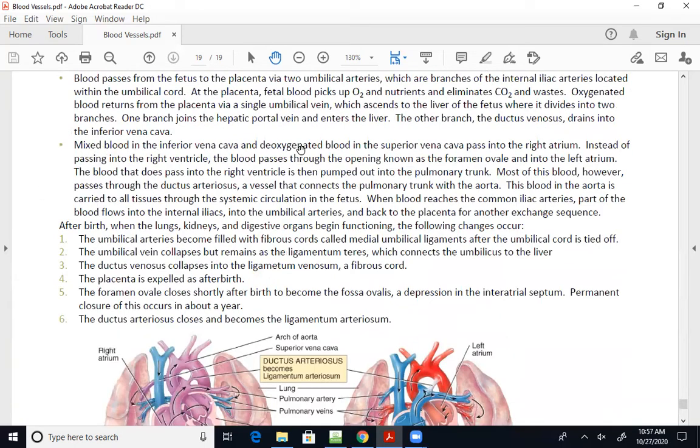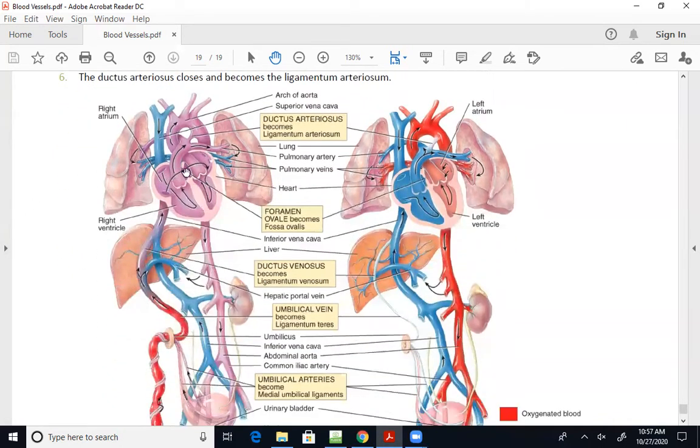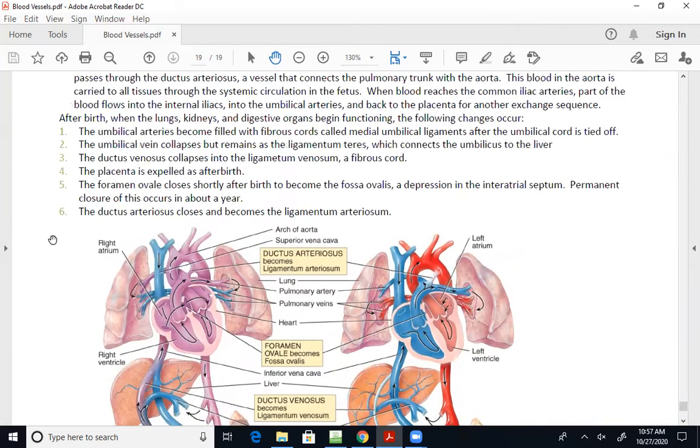Mixed blood in the inferior vena cava, deoxygenated blood in the superior vena cava, passing to the right atrium. Instead of passing into the right ventricle, the blood can pass through that hole that we talked about, called the foramen ovale, which allows for the lung to be bypassed. Some blood does make it into the right ventricle and then gets pumped out into the pulmonary trunk, but then we have another lung bypass, a blood vessel that connects the pulmonary trunk to the aorta, what we call the ductus arteriosus. We talked about those in our previous lecture.